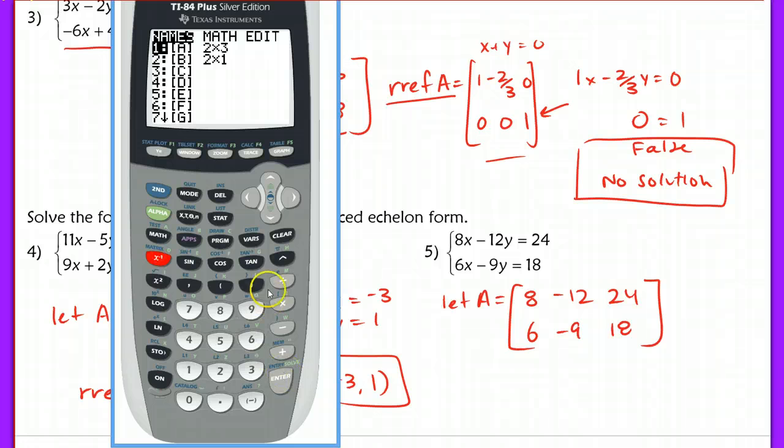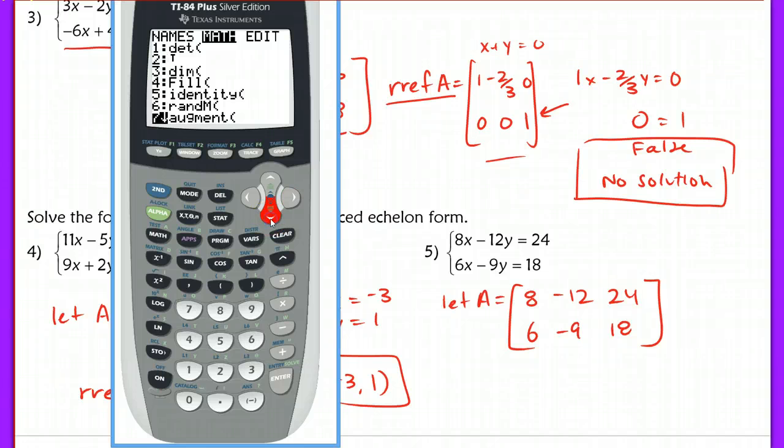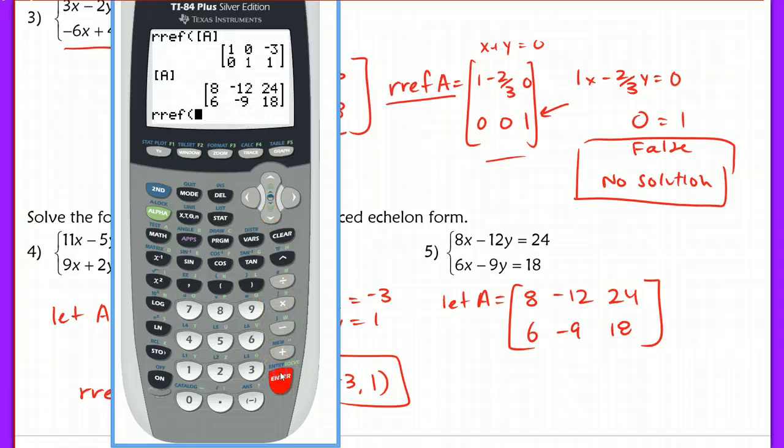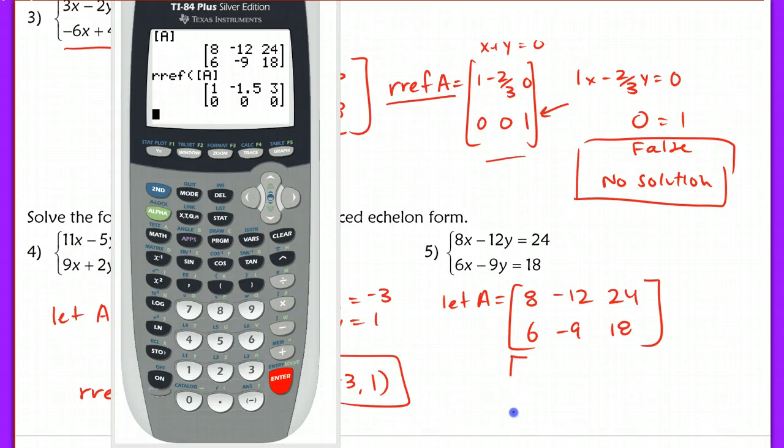So second matrix, scroll over to math, and then down to RREF. This takes my calculator a long time because it's a little slower than yours. Yours should go much quicker than mine. Hit enter on RREF, second matrix A, and hit enter, and I get 1, negative 1/2, 3, and then 0, 0, 0.